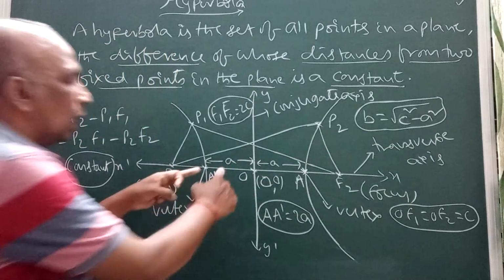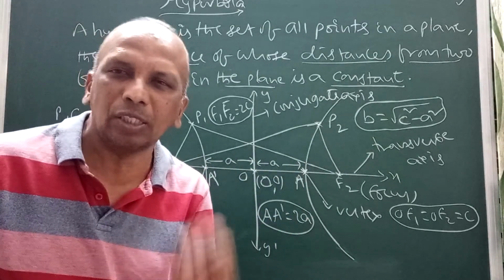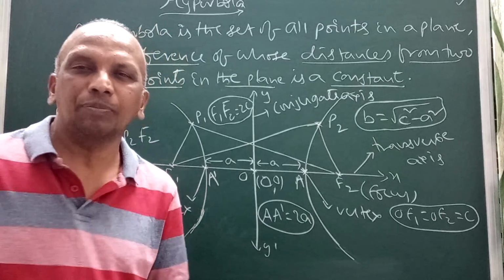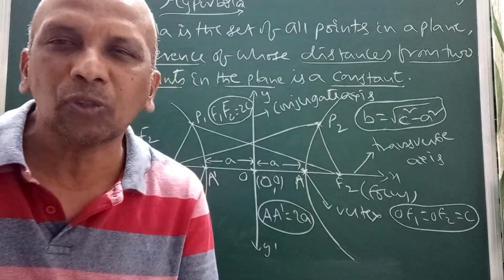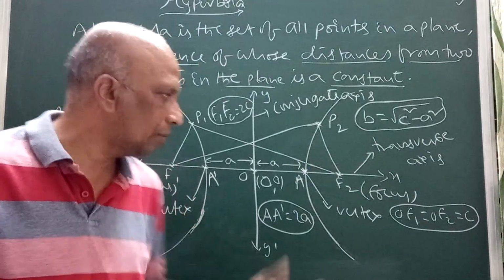Here, when I take A plus A, that is 2A, the length of the transverse axis. The length of the transverse axis is 2A. Half of that is the length of the semi-transverse axis, which is A.